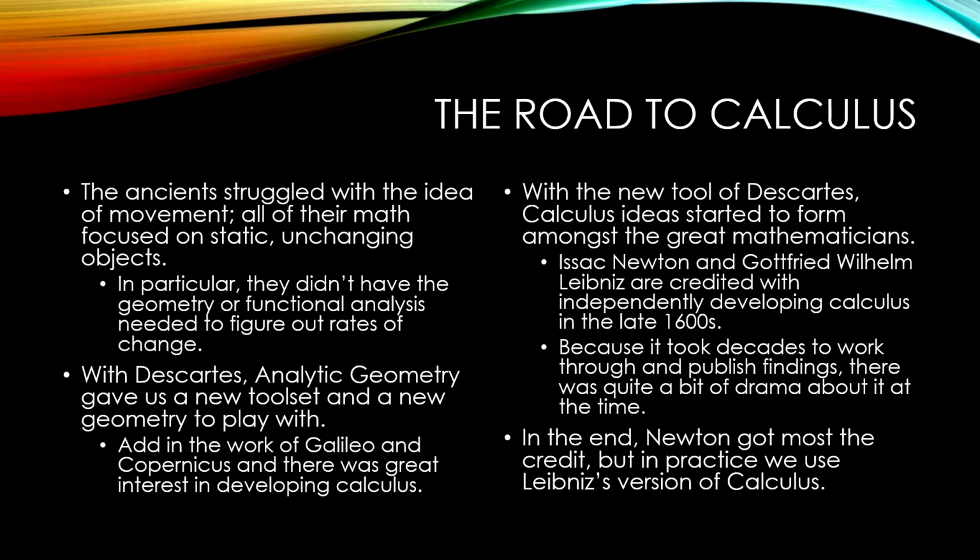In particular, Isaac Newton and Gottfried Wilhelm Leibniz are credited with independently developing calculus in the late 1600s. There were many others who contributed, but those two really got the ball rolling. Because it took decades to work through and publish findings, there was quite a bit of drama at the time as far as who should be credited with it. Newton was in charge of a society at the time that said, no, Leibniz gets no credit. Whereas Leibniz and the Germans, I believe it was, ended up saying, no, Leibniz should get all of the credit for it. It was a mess.